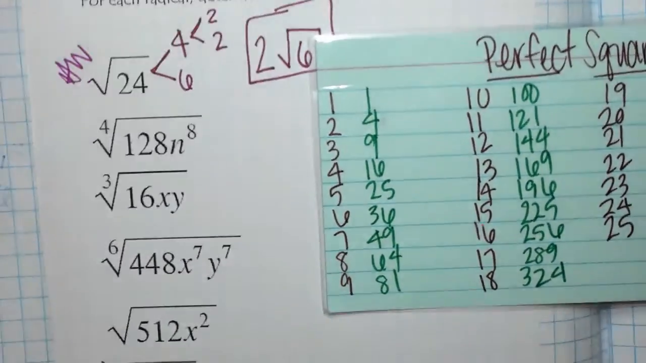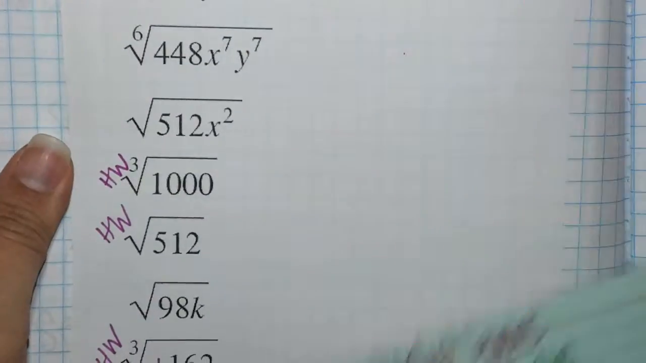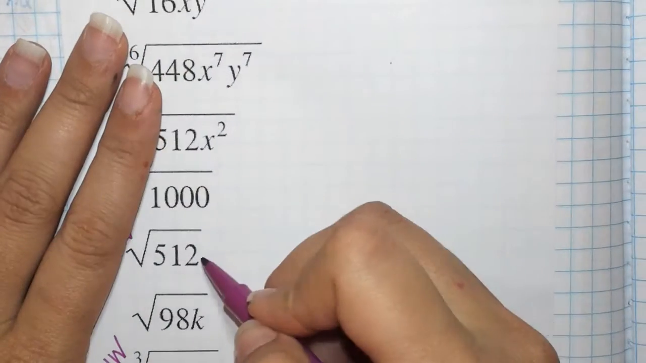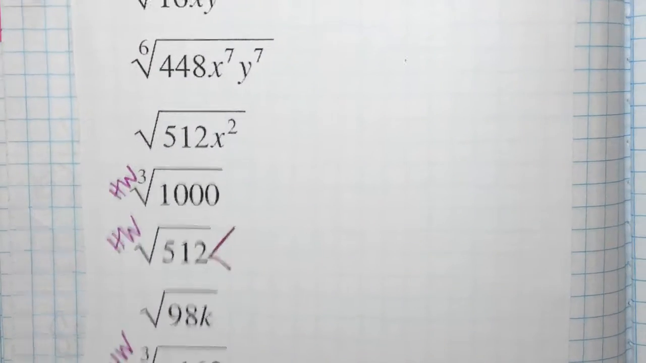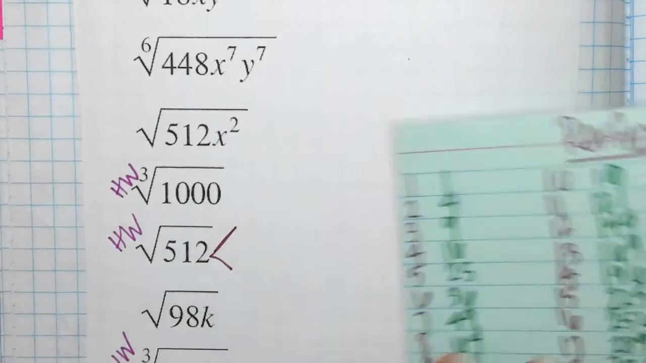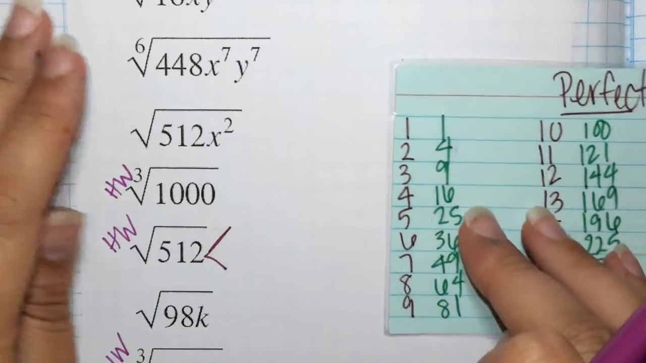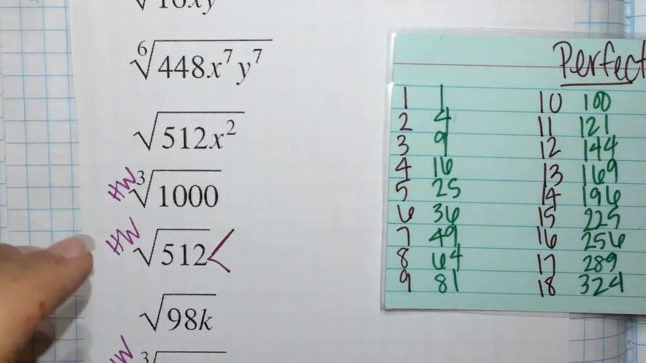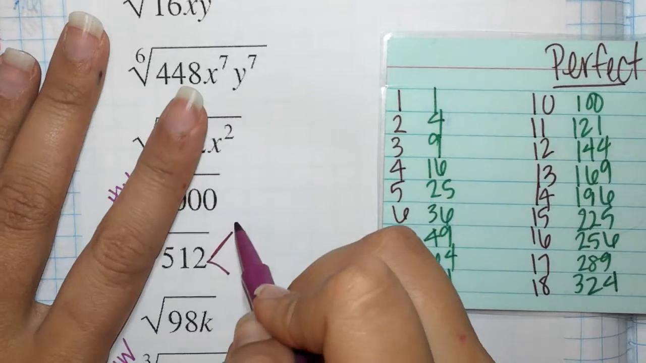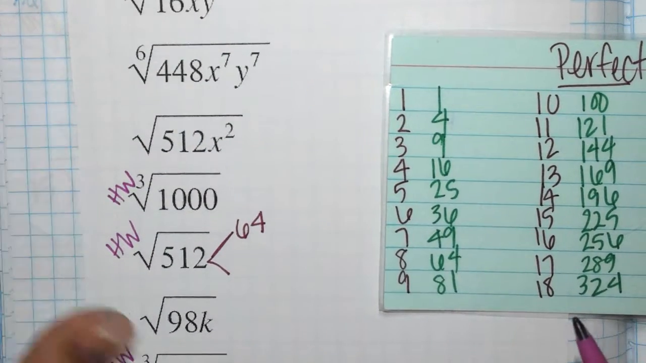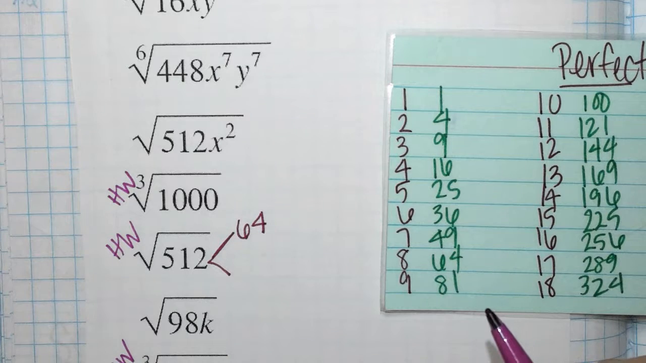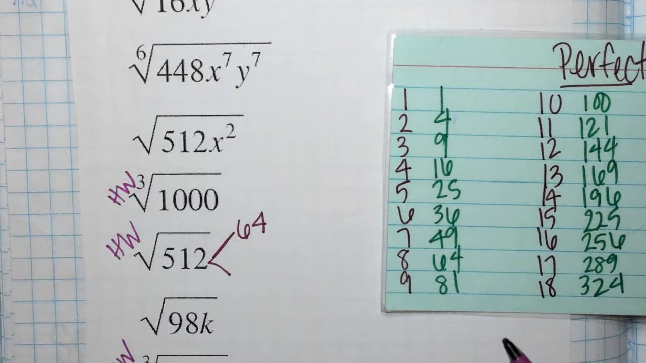Okay. Let's look at 512. We're going to skip the cubes for the moment. Can anybody tell me the biggest perfect square that divides into 512? 64. Does anybody agree or disagree? What is 512 divided by 64? Then we have one bigger because there's a perfect square in 8.